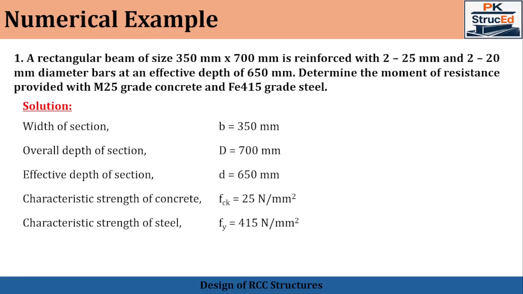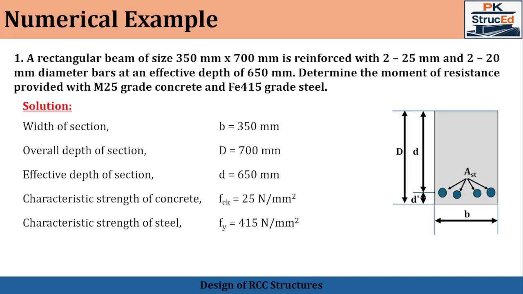Let us go with the given data. The width of the section is given as B 350 mm. Overall depth of the section is given as capital D 700 mm. Effective depth of the section small d is given as 650 mm. Why this effective depth is important is, remember concrete resists compression whereas steel resists tension and the lever arm depends on the effective depth. So that is why all flexural calculations use only small d and not the overall depth.